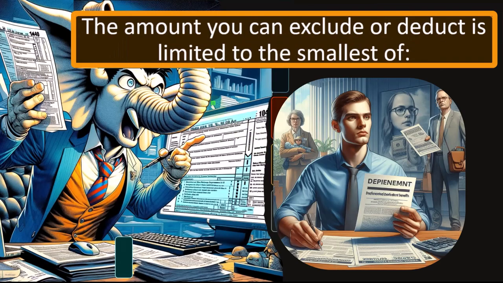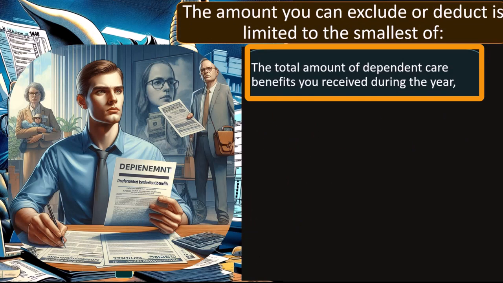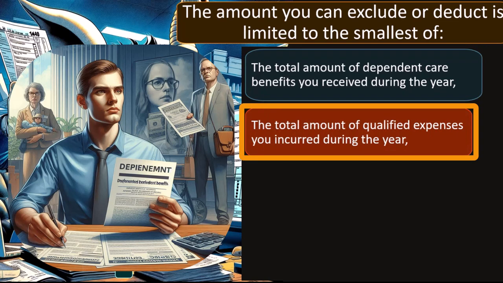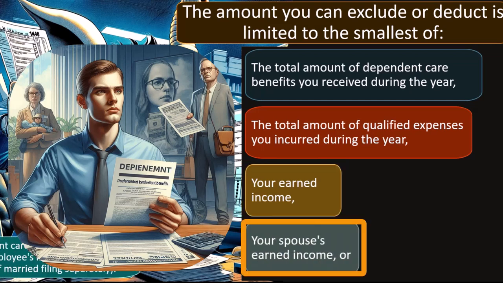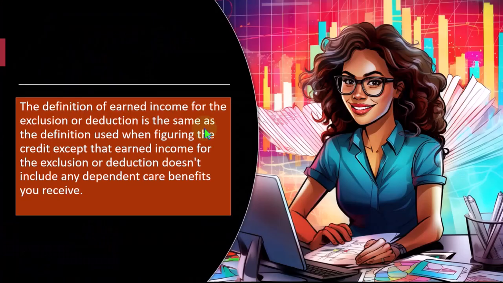The amount you can exclude or deduct is limited to the smaller of: the total amount of dependent care benefits you received during the year, the total amount of qualified expenses you incurred during the year, your earned income, your spouse's earned income, or the maximum amount allowed under the dependent care plan. For 2023, the maximum amount that can be excluded from an employee's income through a dependent care assistance program is $5,000, or $2,500 if married filing separately.